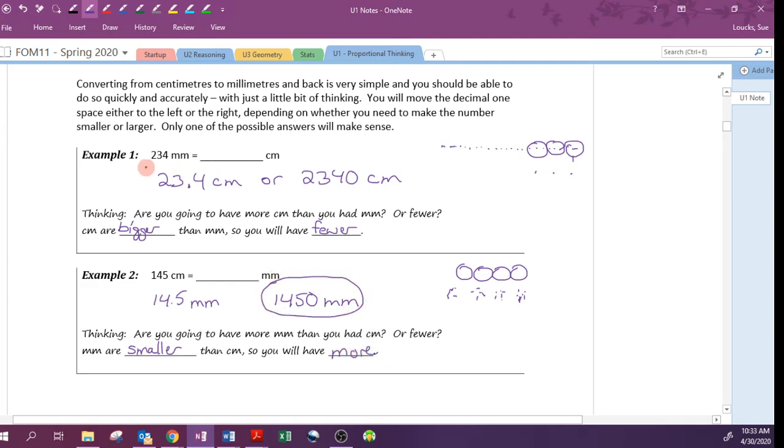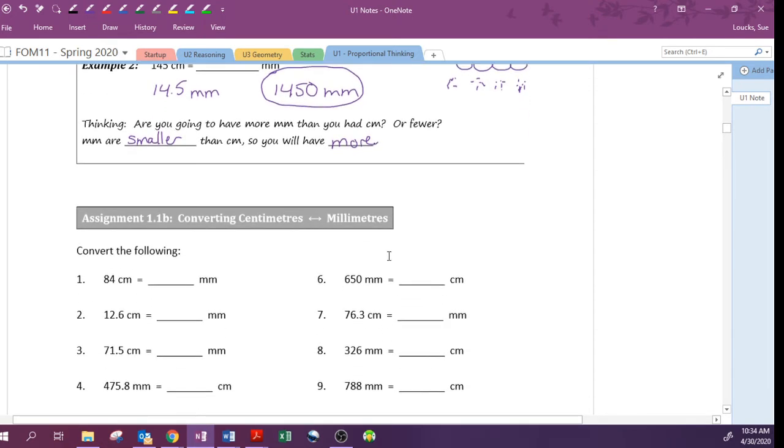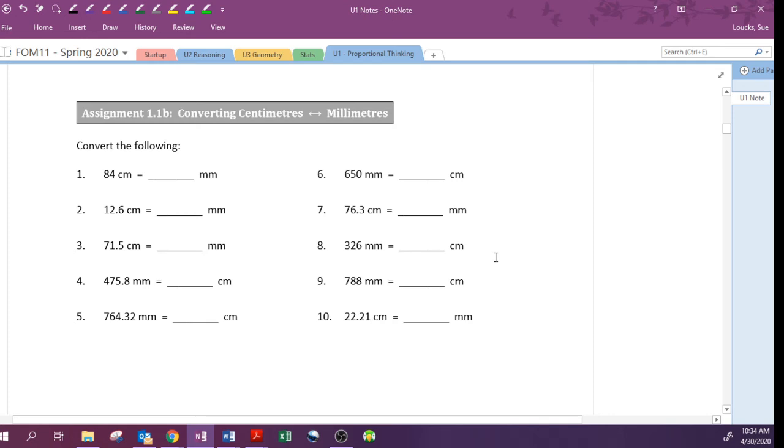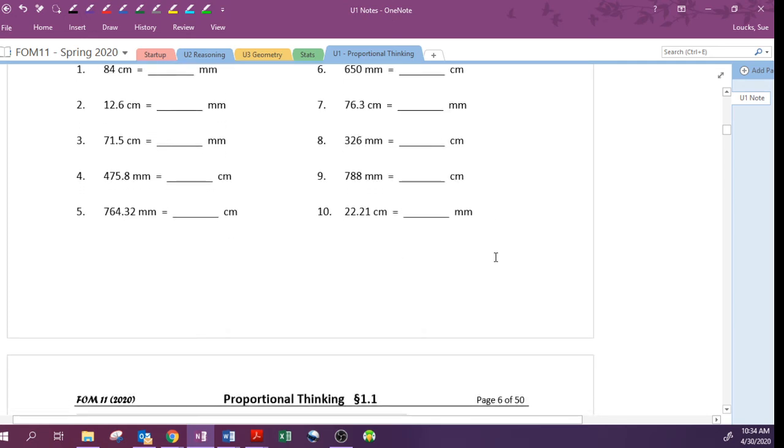And I realized I didn't actually answer the question up here. It's going to be 23.4 centimeters. Okay? You can also picture a ruler. When you look at a ruler, it's divided up into centimeters, divided up into 10 millimeters. So picture that in your head to figure out which way it's going to go. Okay. All right. That's it for this lesson. Do these practice questions and come on back.